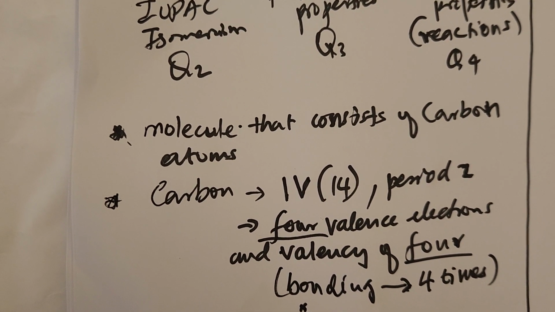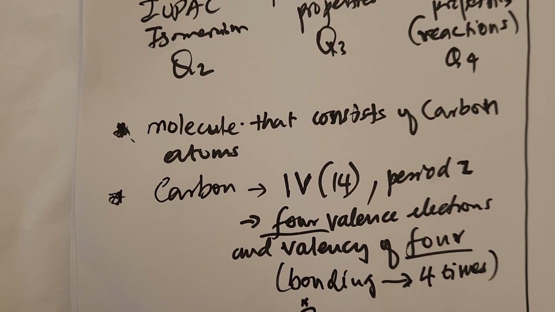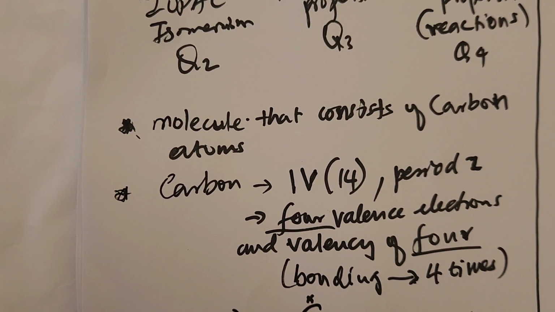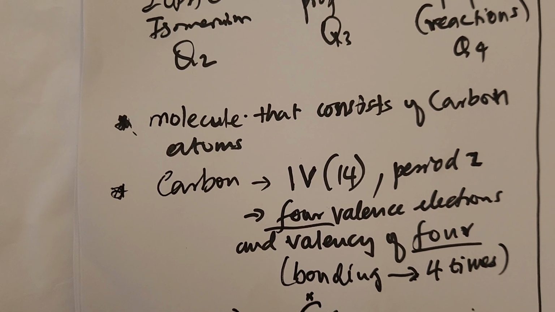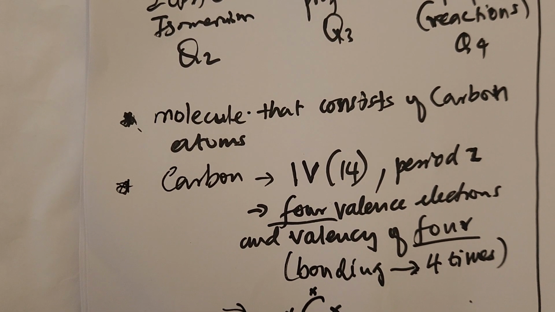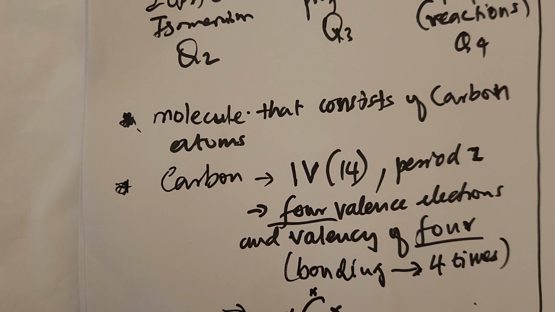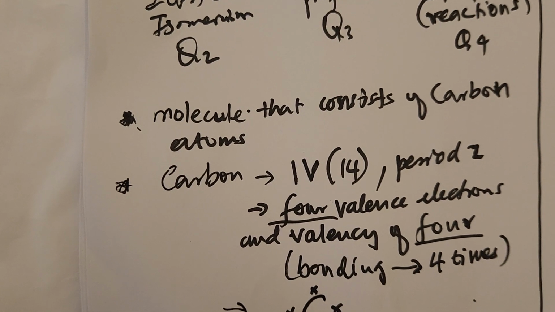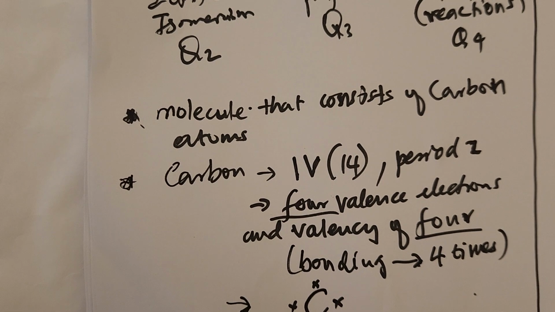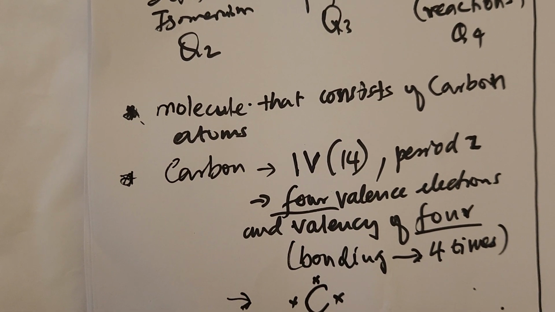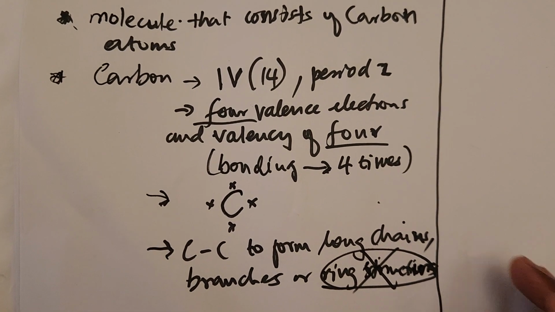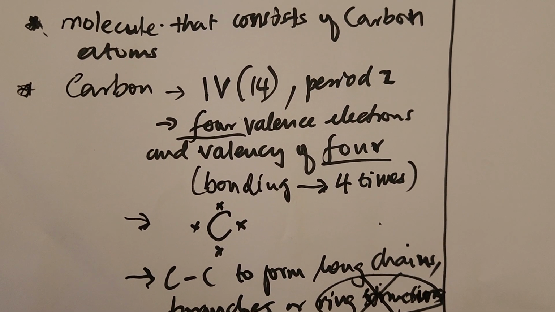Carbon can also form branches with another carbon, or even ring structures. But in our case, we are not doing ring structures. We are confined to only branches and long chain structures. So the rings are not our line in this section of organic molecules.